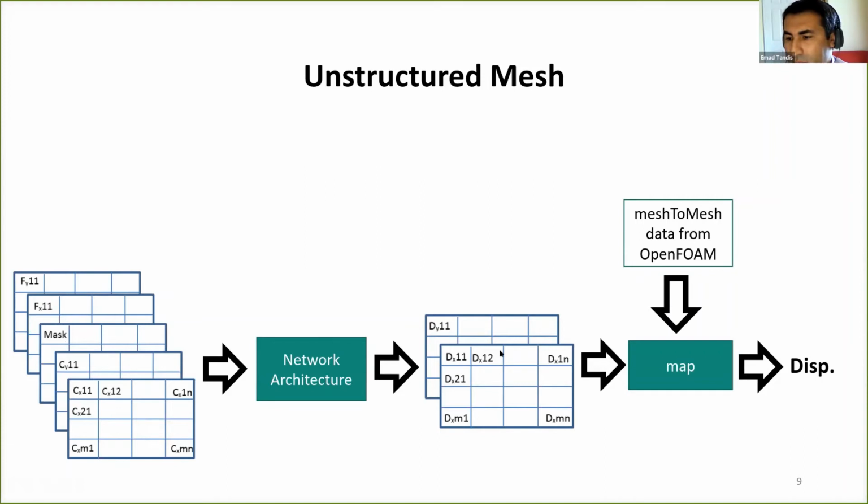Then we map them into the displacement on the actual true mesh. We use the mesh-to-mesh class in OpenFOAM to do this mapping. And why do we do this mapping? Because we want to evaluate displacement on the true mesh and reconstruct the momentum equation on the true mesh. So that's why we do this mapping.